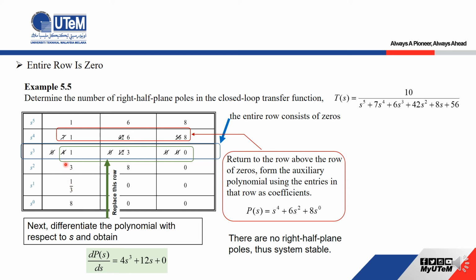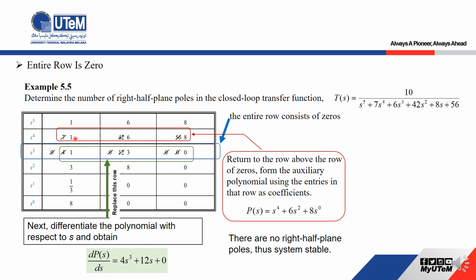What we can do is use the auxiliary polynomial equation to replace the zeros in this row. So how can we get the auxiliary equation? The auxiliary equation we get from the row before. In this case, the row before is the row at this order, which is equal to 7, 42, and 56.